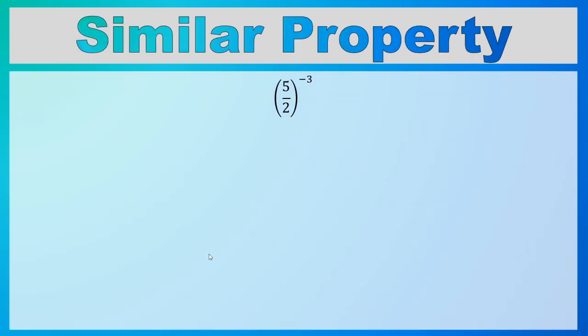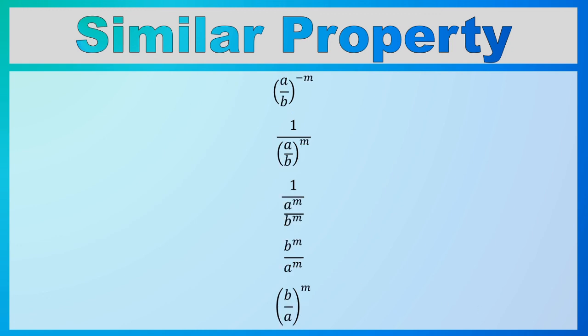5 halves and that to the negative 3. We now know that is equal to 1 over 5 halves and that cubed. In a property that I previously explained in the set of videos called a power of a quotient, that is equal to this. And now be equal to this, and again we use that property of a power of a quotient, and we get this. And you can do likewise with variables.